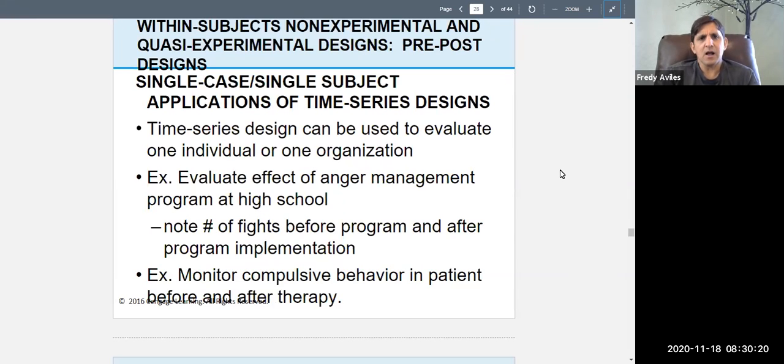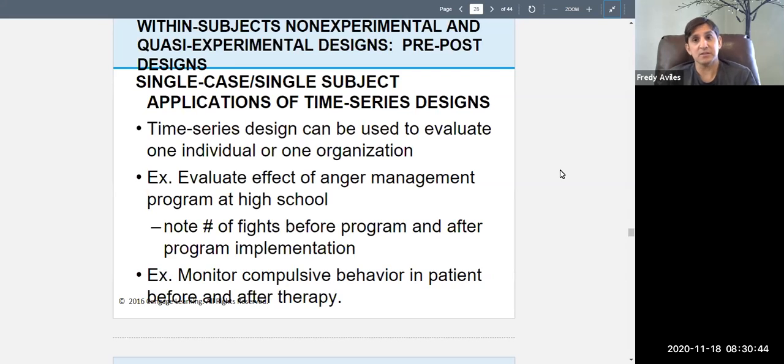Let's talk about other designs. Okay, that was all the time series design. Let's talk about single case, single subject applications of this time series design. You can do a time series design with a single person, by the way. So that's what we're going to talk about. The time series design can be used to evaluate one individual or one organization. You can test one individual and not a whole group of people. Or you can test an organization.